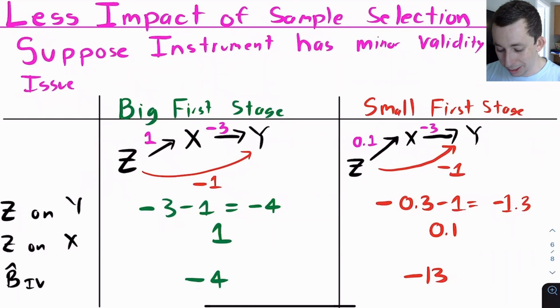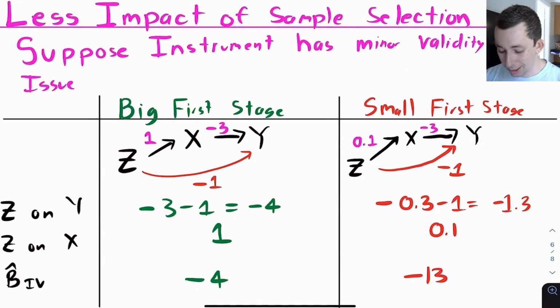Notice that most of the relationship between X and Y is through Z, but there is a tiny part of that relationship that is coming directly between X and Y. So the true effect of Z on Y is just -3 minus 1 is -4. But if I have a small first stage, then this relationship here is just multiplicative. So this is 0.1 times -0.3, which is -1.3 in the end. The effect of Z on X in our big first stage or our perfect first stage is 1, and our small first stage is 0.1.